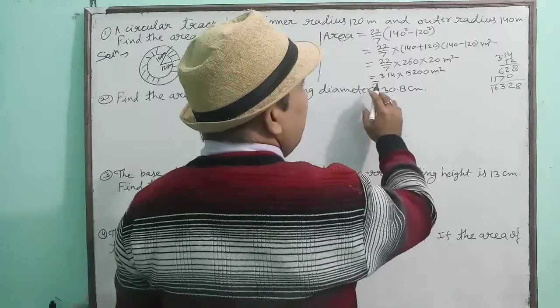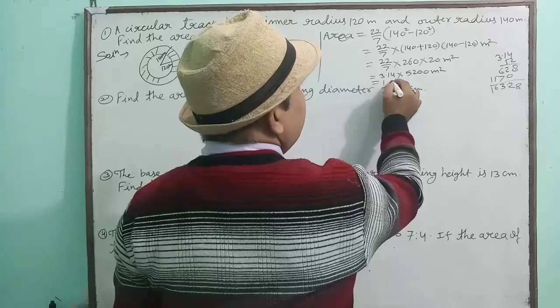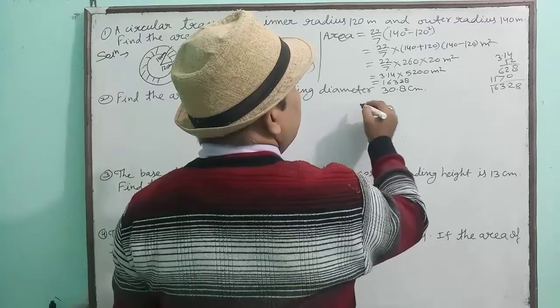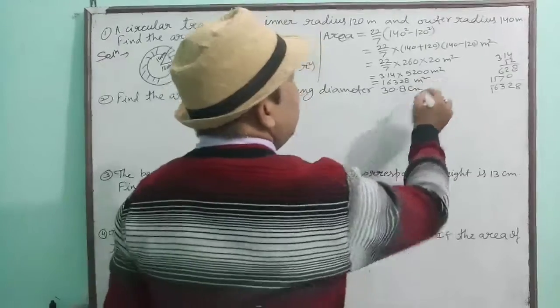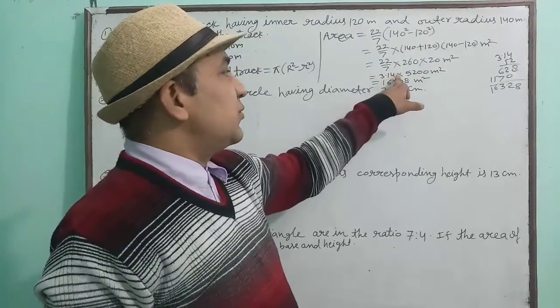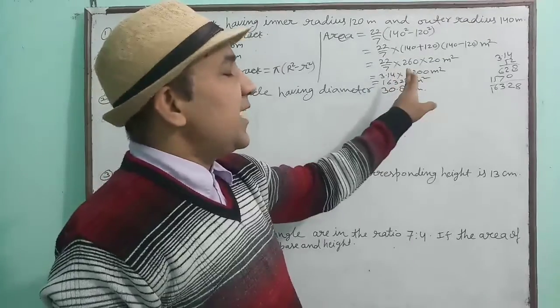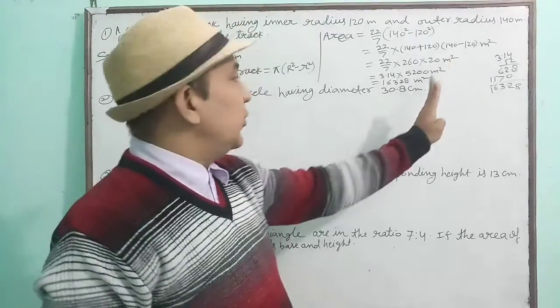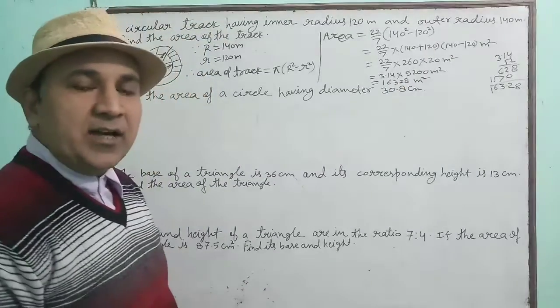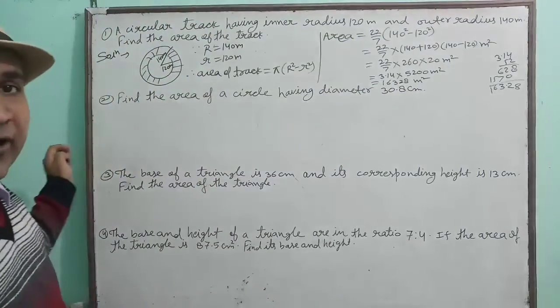If we multiply all these numbers, we will get 16328. The decimal will be removed because there are two zeros and here after decimal two digits. So when we will multiply both, then the decimal will be removed. 16,328 meter square is the area of the track.